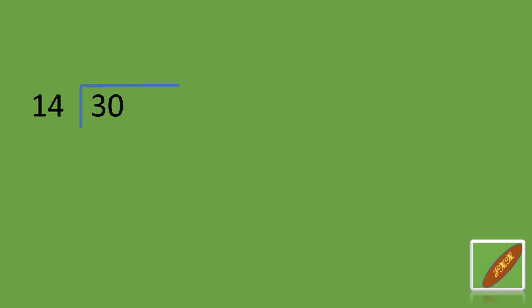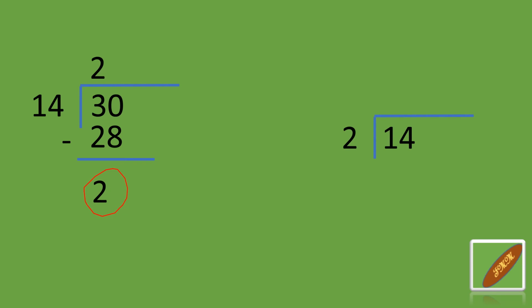Now I'm going to use the numbers 14 and 30, and calculate the greatest common factor between these two numbers. I'm going to divide the bigger number by the smaller number. So 30 divided by 14: 14 goes 2 times into 30, and I get 28 underneath, which if I subtract, gives me 2. So here my remainder is 2, and I'm going to divide 14 by this 2.